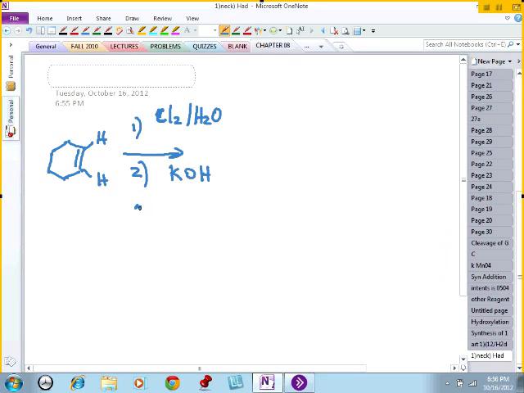And then we say step 3, hydronium ion. So what does step 1 do? It forms the chlorohydrin with the chlorine and hydroxide on carbons 1 and 2, next to each other, right? Then followed by the hydroxide, what does that do? It forms the epoxide, okay? And then finally the hydronium ion will now open up the epoxide, okay? So now you have the diol.